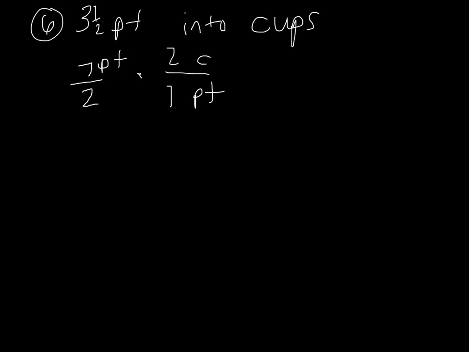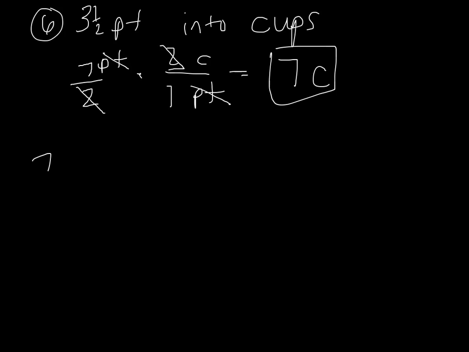Okay, 7 times 2. Well, here's what I see. Pints cross off. 2's can cross off because there's 1 on the top, 1 on the bottom. So I am left with 7 cups. 7 cups right there, you guys. That would be my answer.